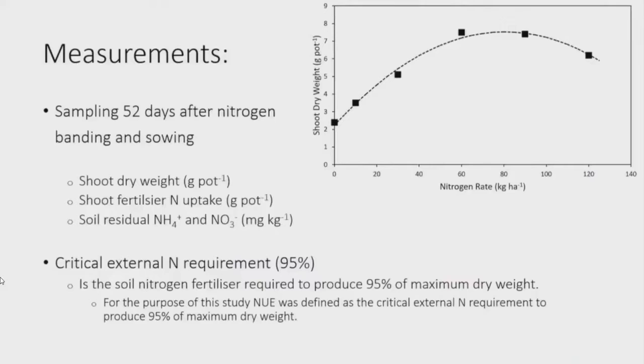Here on this graph, you can see shoot dry weight on the y-axis and nitrogen rates on the x-axis. The mean of the replicate data are shown as the black squares, and the response function is fitted as a dashed line. When we take 95% of maximum shoot dry weight, where it intersects the response function and is projected to the x-axis, we can identify the nitrogen rates required to produce 95% of maximum shoot dry weight.